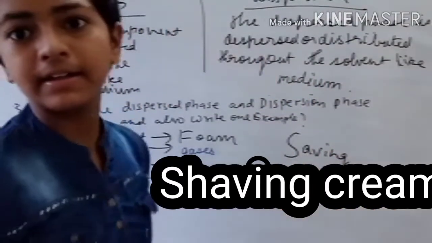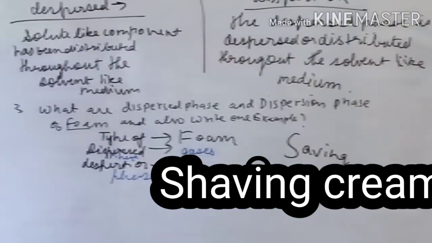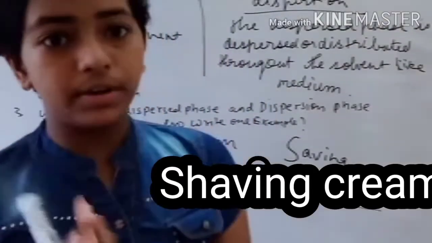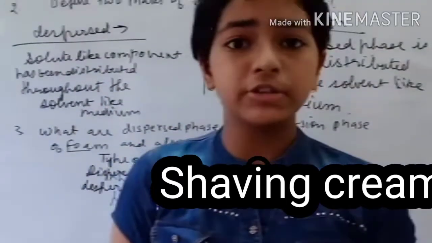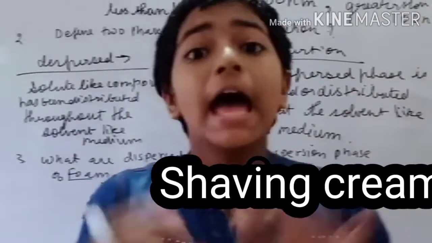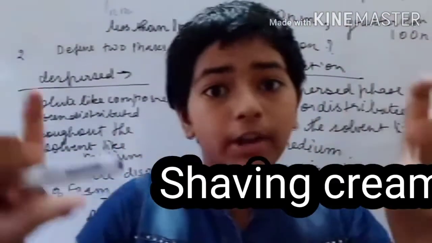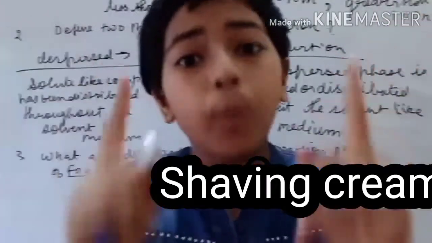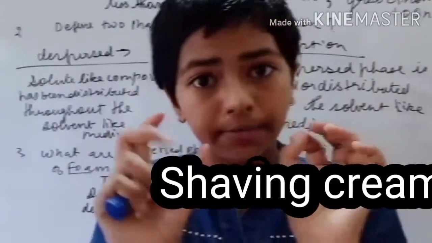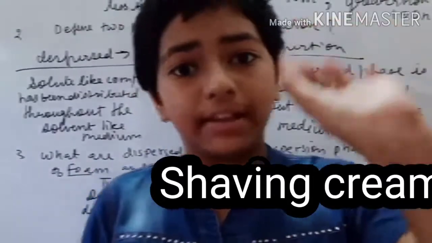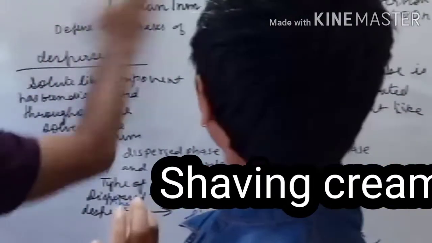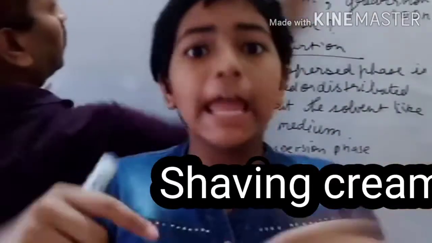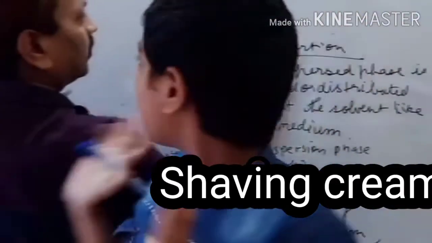Now, can you tell me one important difference between a true solution and a colloidal solution? The difference between the true solution and the colloidal solution is that the solute and solvent of the true solution are basically in one single phase, and in the colloidal solution, the solvent and solute are in different phases. Now you have understood the difference.